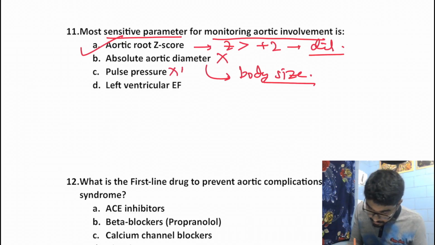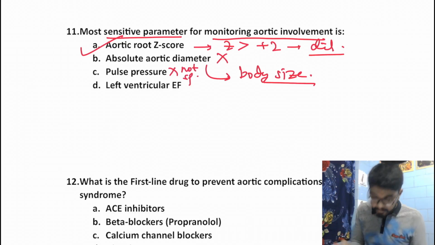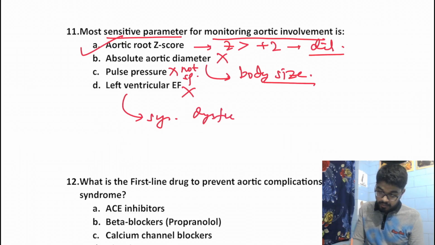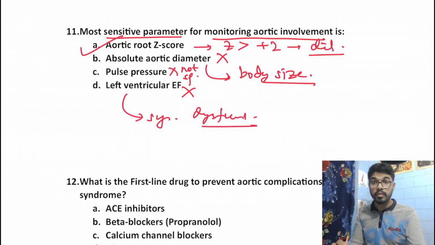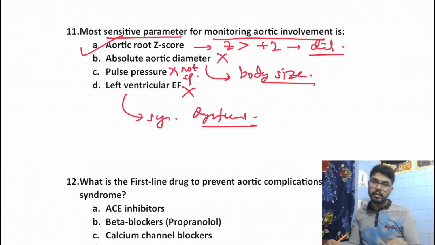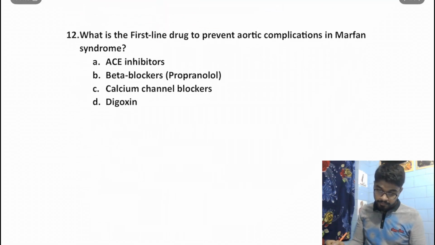Pulse pressure is not considered as it is extremely non-specific. And left ventricular ejection fraction is not considered because it measures systolic dysfunction. Although we can see systolic dysfunction in aortic root involvement, again it is a non-specific finding. Aortic root Z-score is a better marker. Okay. Moving on to the next question.